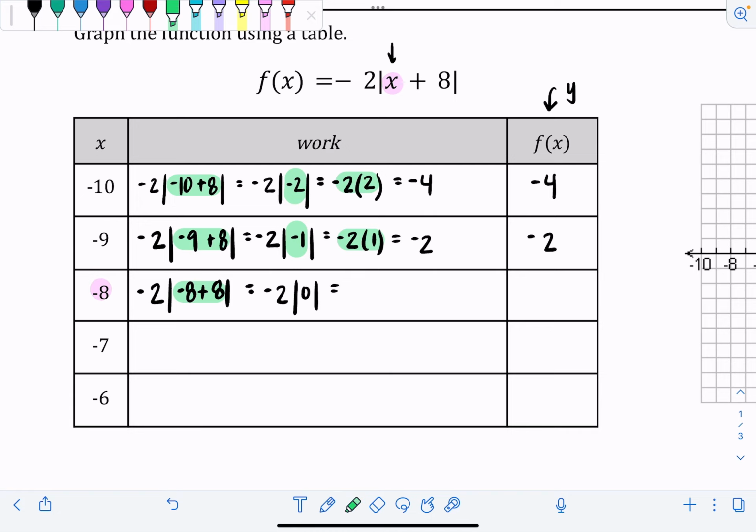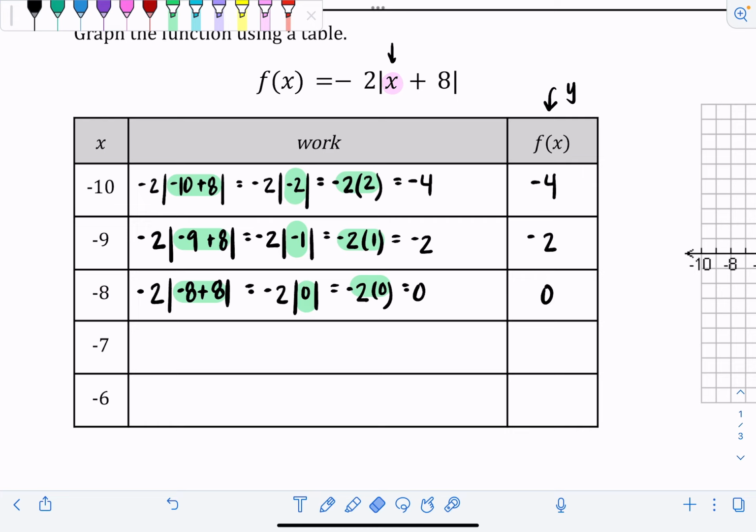And then next we can take the absolute value. It turns everything positive. It's just going to leave 0 as 0. So this would become -2 times 0. And then now we can go ahead and multiply. And then -2 times 0 is just 0. So we end up with a 0 over here for that line.